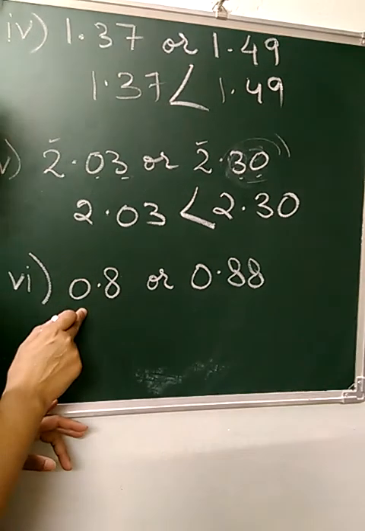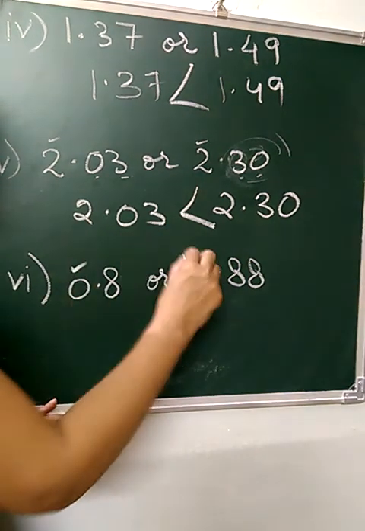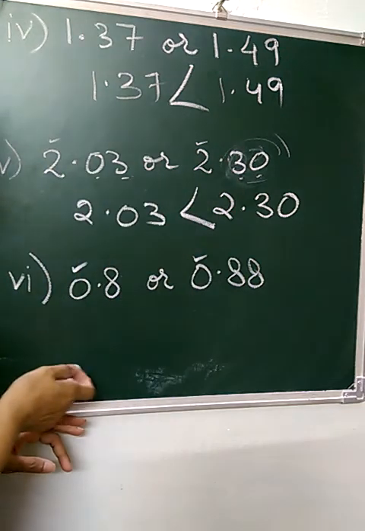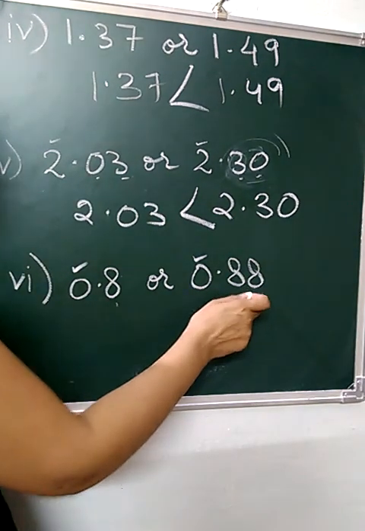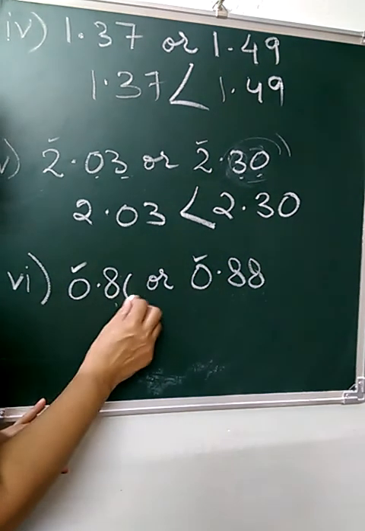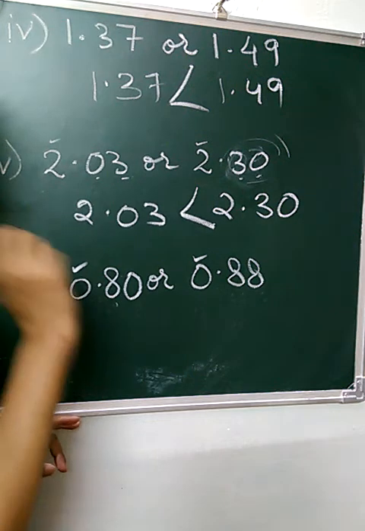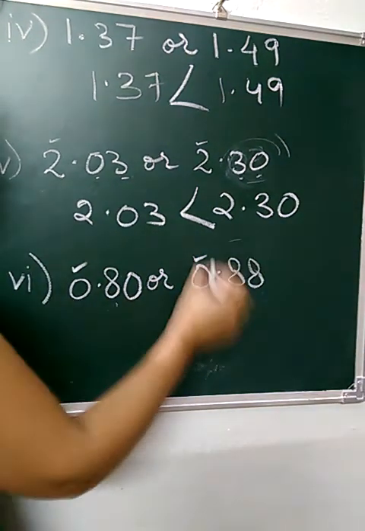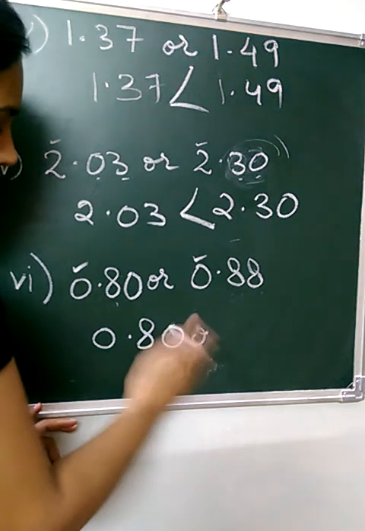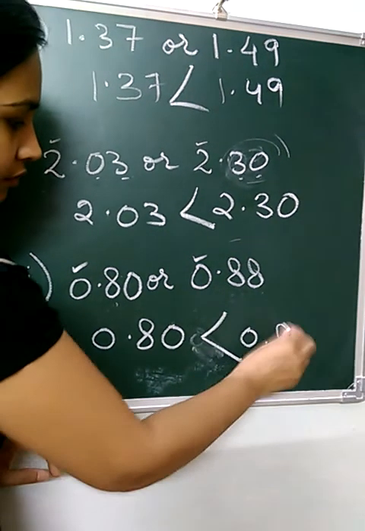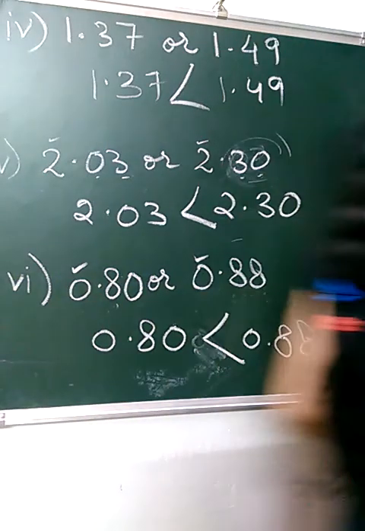Now we check the whole number. 0 and 0. Both are same. So now we have to go to the decimal places. Here it is 8 and here it is 88. You can see here 2 places, here only 1 place. So you need to make one more place. So now it becomes 80 and this becomes 88. Obviously 88 is greater. So this decimal is greater. This completes your question number 1.